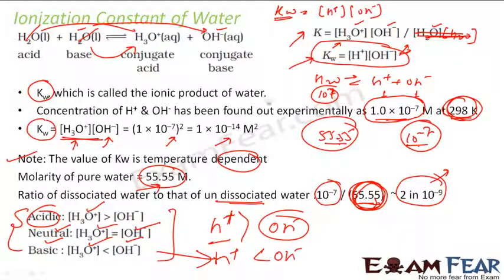For example, in pure water, the H plus ion concentration is 10 to the power minus 7 molar, and the OH minus ion is also 10 to the power minus 7 molar at 298 Kelvin. So pure water is neutral at 298 Kelvin.